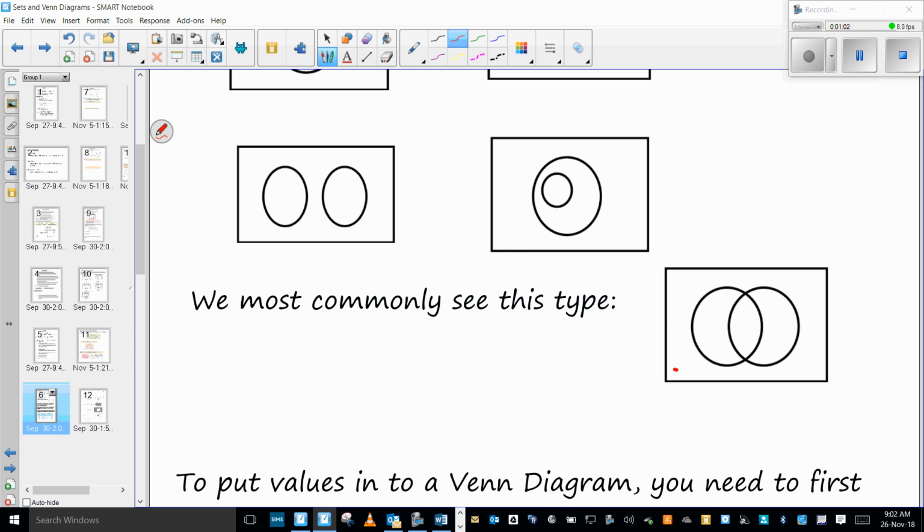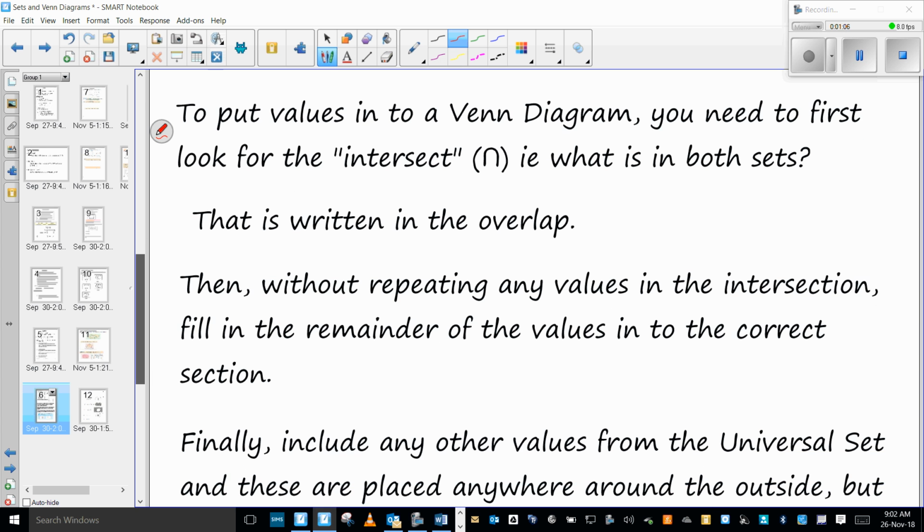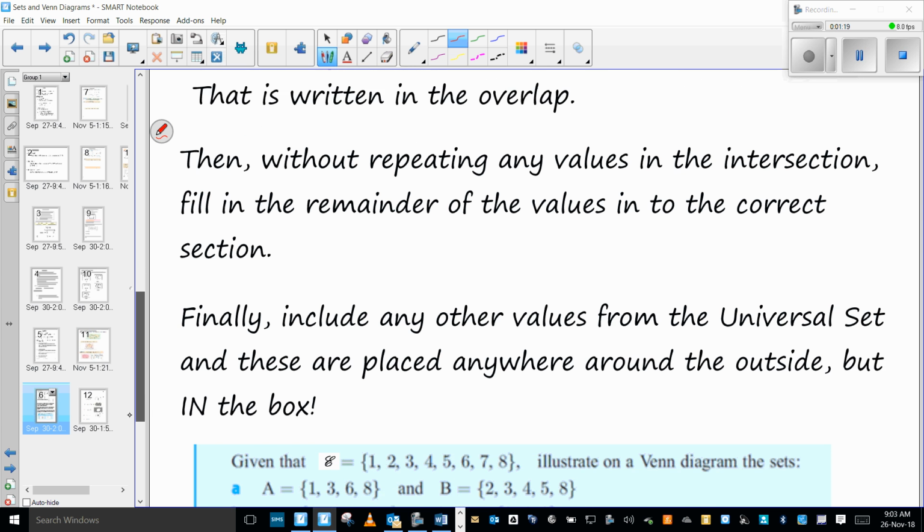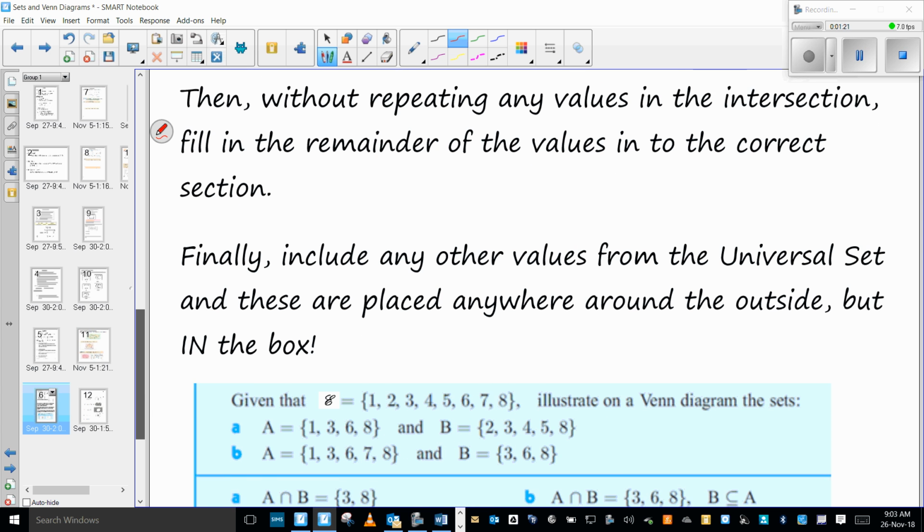To put values in a Venn diagram, you first of all look for the intersection. So what's in both sets? You write that in the overlap. And then without repeating any values in the intersection, fill the remainder of the values into the correct section. Finally, include any other values from the universal set, and these are placed anywhere around the outside, but inside the box.